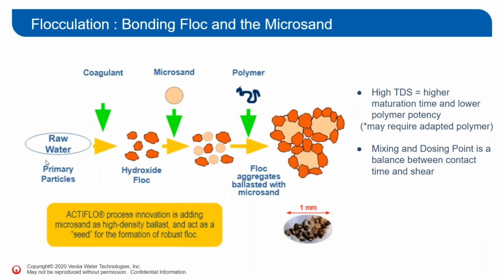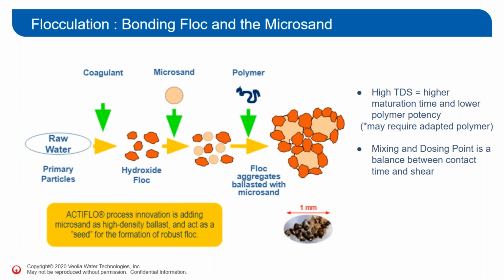The raw water primary particles, whatever makes up the turbidity, TDS, and color, are first destabilized by the coagulant and form those nice flocs, and then ultimately get to the hydroxide floc, which does get a coat of polymer, but more important than that is to get a nice fresh coat of polymer on the microsand as well, to begin a good seed for the agglomeration of a nice, heavy, high density ballast.